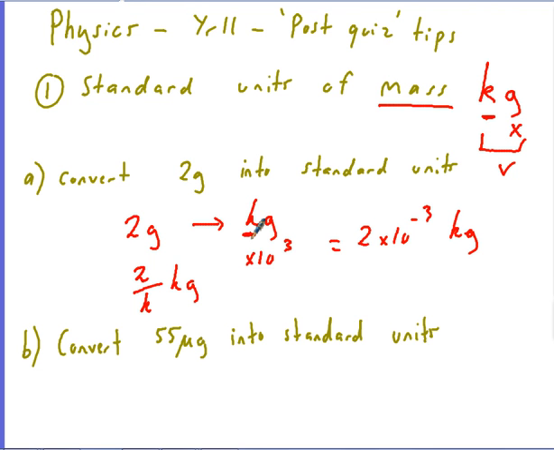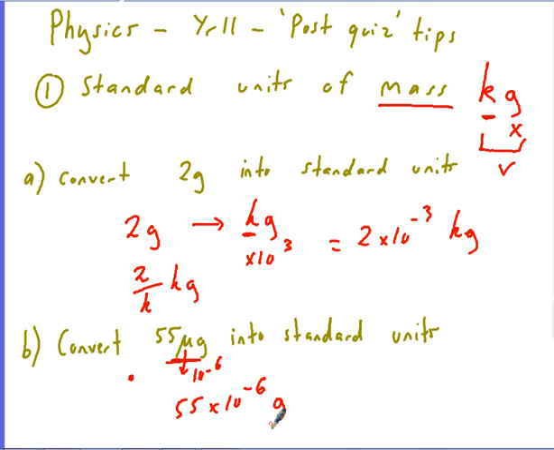Another question here, convert 55 micrograms into standard units. Well, straight away, the first thing we do, part 1, we want to convert this into grams first to make our lives easier. All we're going to do is replace the micro with times 10 to the minus 6. So that's the same as 55 times 10 to the minus 6 grams.